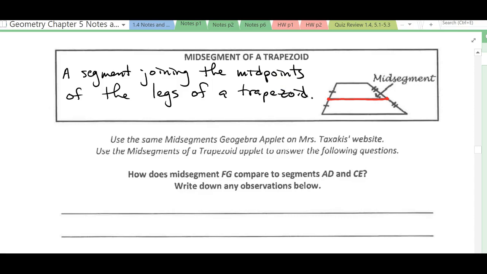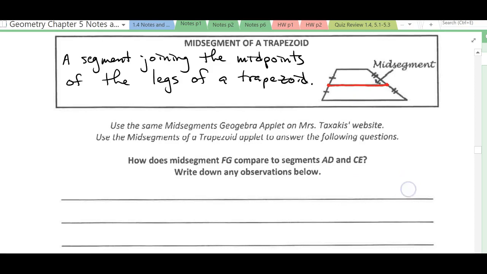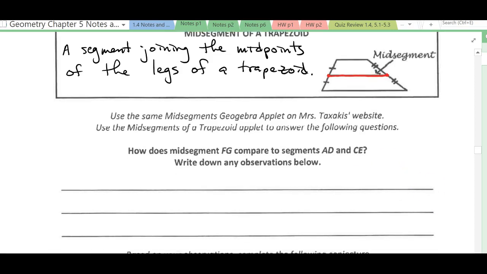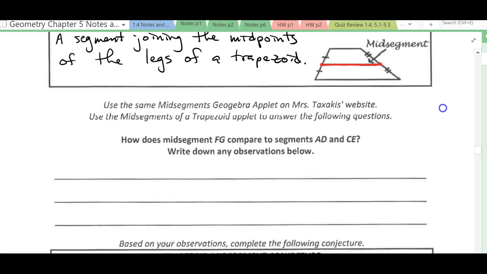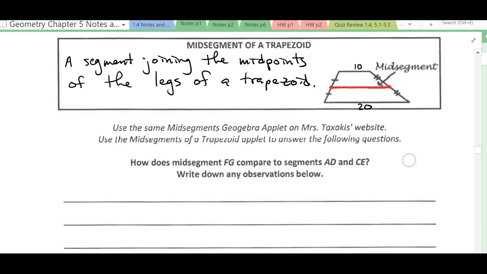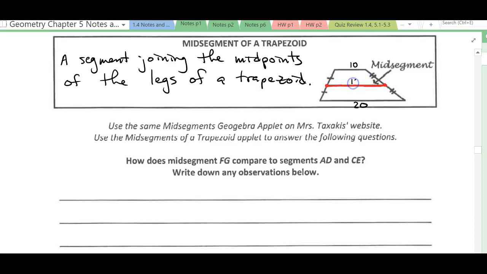Now, there's going to be a special relationship between the length of this midsegment and the upper base and the lower base. So if we were going to see how the midsegment compares to the bases, I'm going to give you some example numbers here. Let's say that this side was 10 and this side was 20. Maybe you want to guess what the midsegment would be. Well, if you guessed that it was 15, you would be right. So how do we get 15? Well, we're going to add 10 and 20, and we're going to divide it by 2.